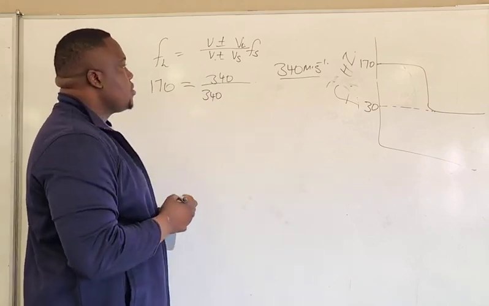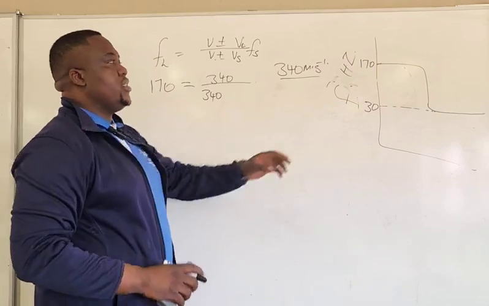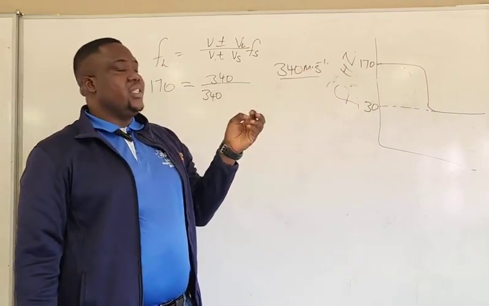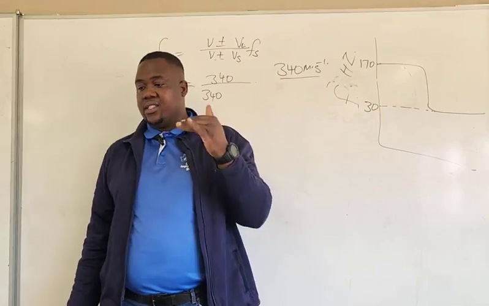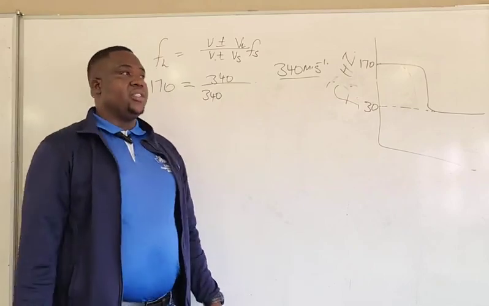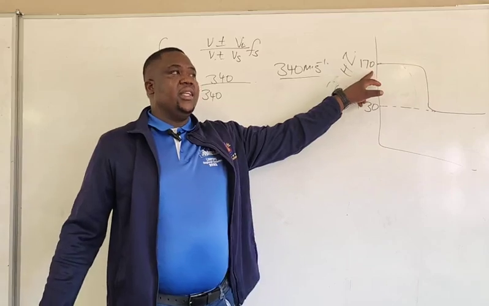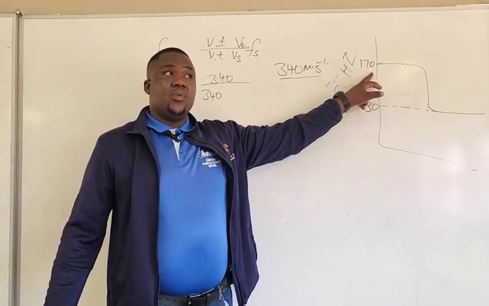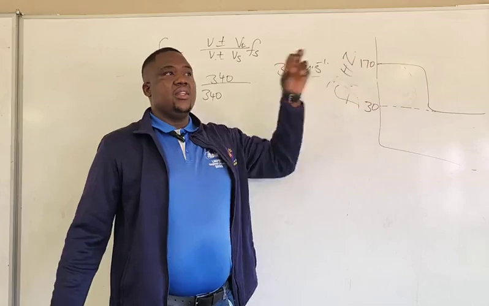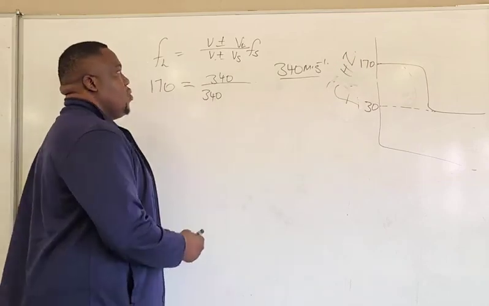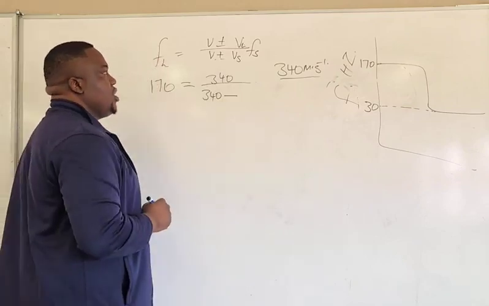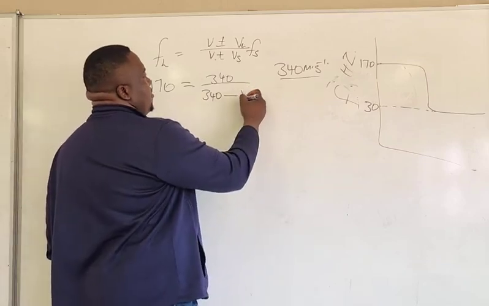Then let us look at this. 170 is when the source was approaching the listener. This is linked with the question that I asked in 6.2.1 and 6.2.2. This 170, the source was approaching the listener. So we know that when the source is approaching, we are going to have a negative. Then we have the velocity of the source.